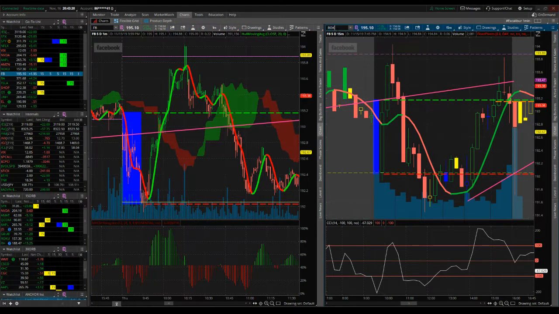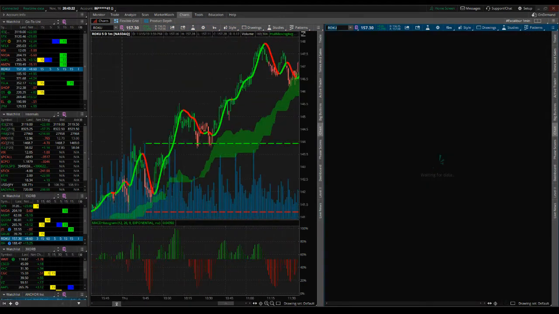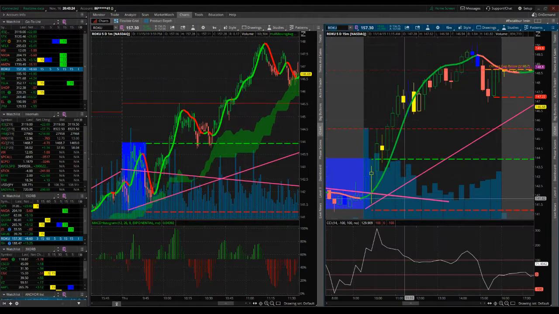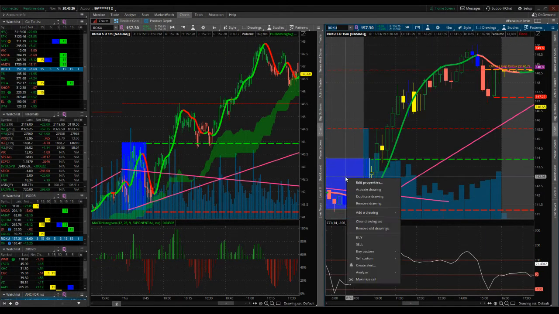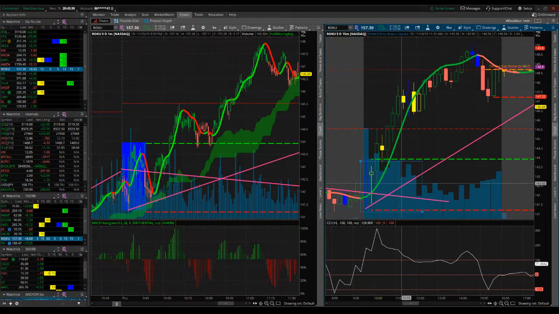So if we go to Roku, Roku on the 14th as well, you can see I already have this drawn up here. Let me activate this. Let's just put it around this candle.